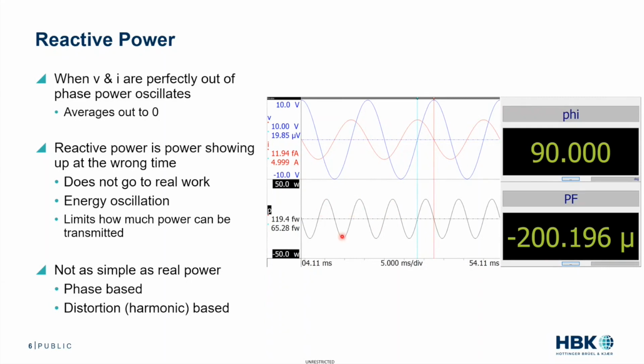We get positive power, then we get negative power. These cancel out to create 0 active power on the average. So when we average power over time, we get 0 power output.